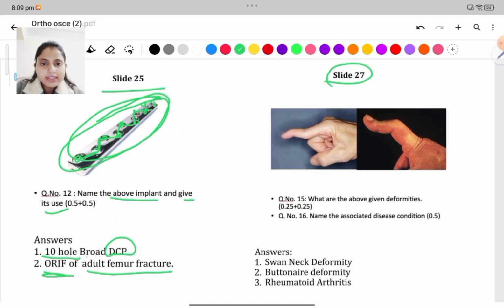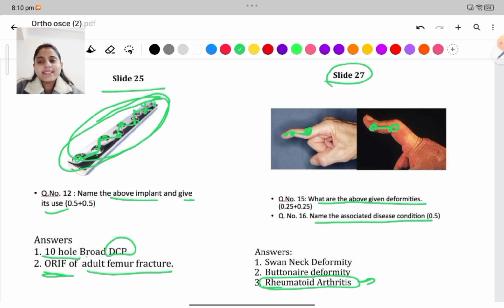Here we can see this. What are the above given deformities and name the associated disease? So the flexion of the DIP and the extension of the PIP is the swan neck deformity, and the opposite of this, where the flexion of the PIP and extension of the DIP is the boutonniere's deformity, which is seen in rheumatoid arthritis.